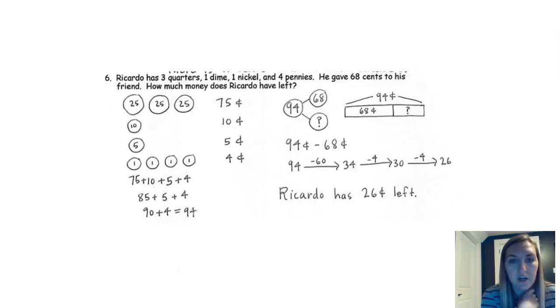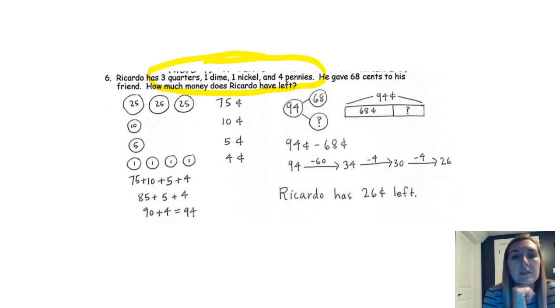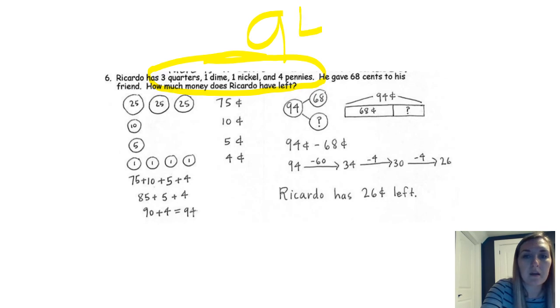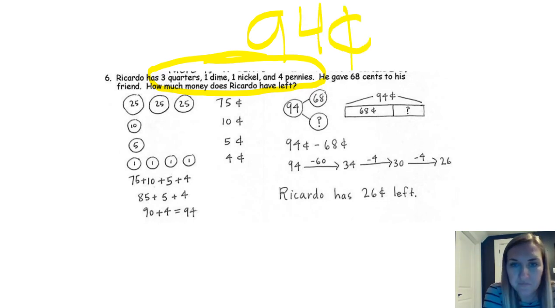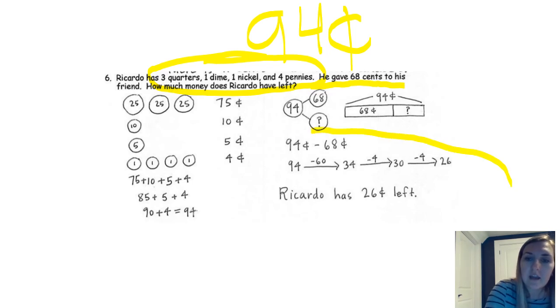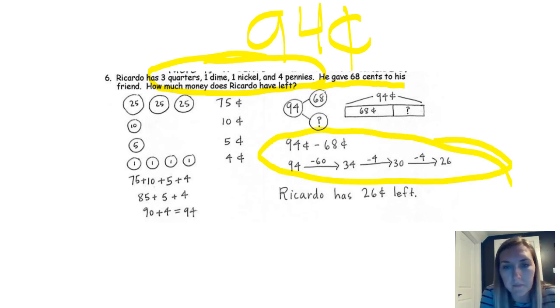How much money does Ricardo have left? The first part you needed to figure out how much money Ricardo has at first. 3 quarters plus 1 dime plus 1 nickel plus 4 pennies equals 94 cents. So this part up here is 94 cents. And then he gave 68 cents to his friend. So 68 is going away from 94. Again, you see that arrow-way strategy right here.